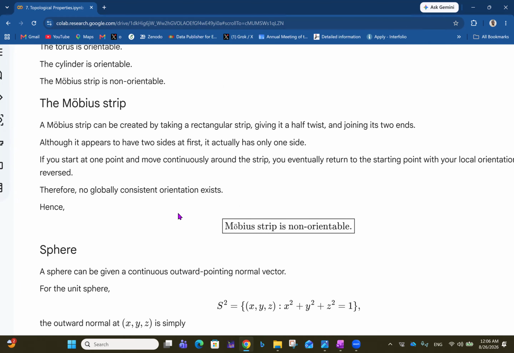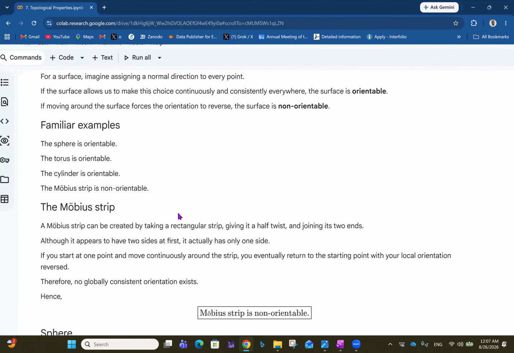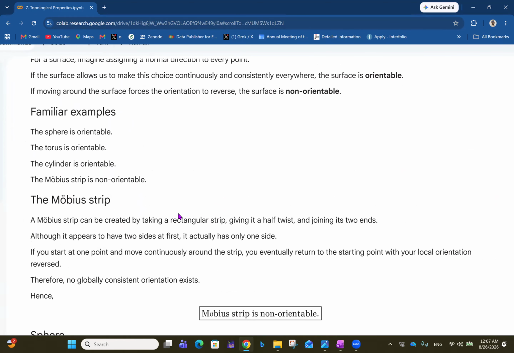The Möbius strip can be created by taking a rectangular strip, giving it a half twist, and joining its two ends. Although it appears to have two sides at first, it actually has only one side. If you start at one point and move continuously around the strip, you eventually return to the starting point with your local orientation reversed. Therefore, no global consistent orientation exists here. Hence, the Möbius strip is non-orientable.